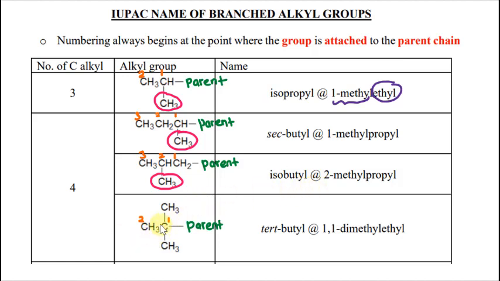And the last one, if the longest carbon chain for this 4-carbon branch alkyl group is 2, and then there are 2 substituents placed on the first carbon, the name of this structure is 1,1-dimethylethyl or tert-butyl.